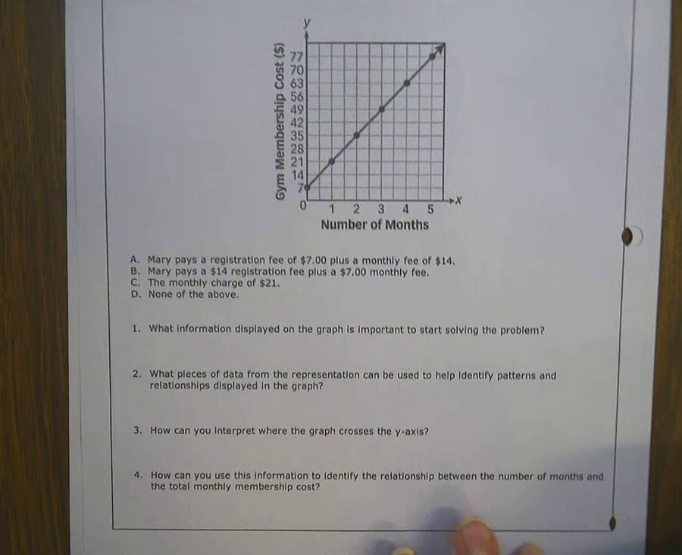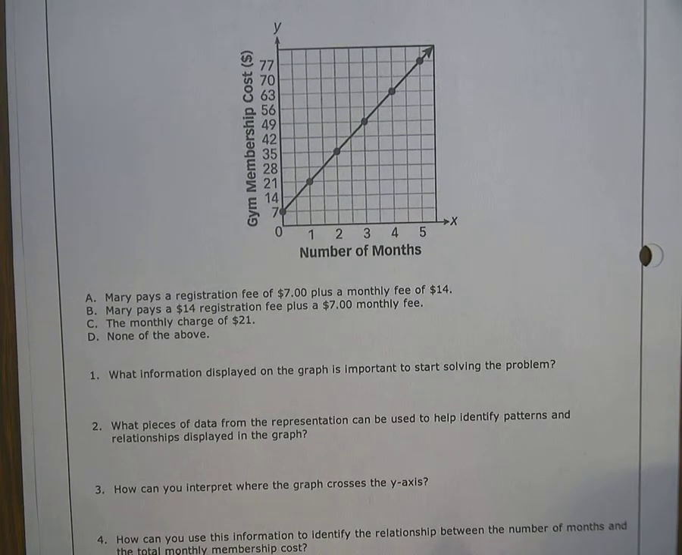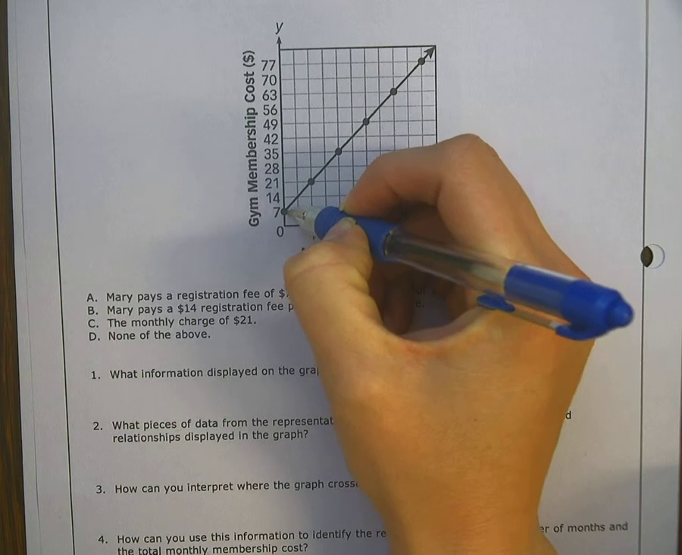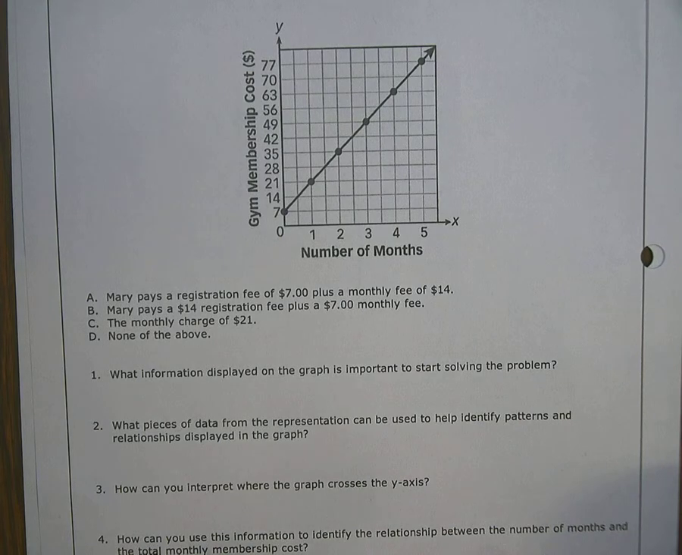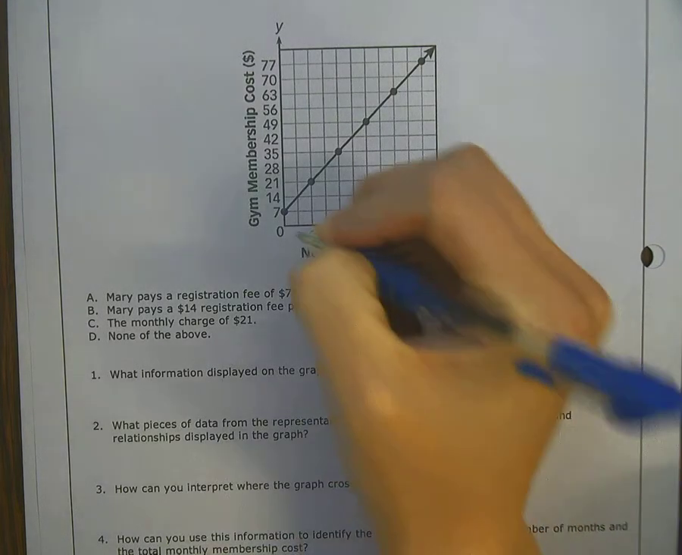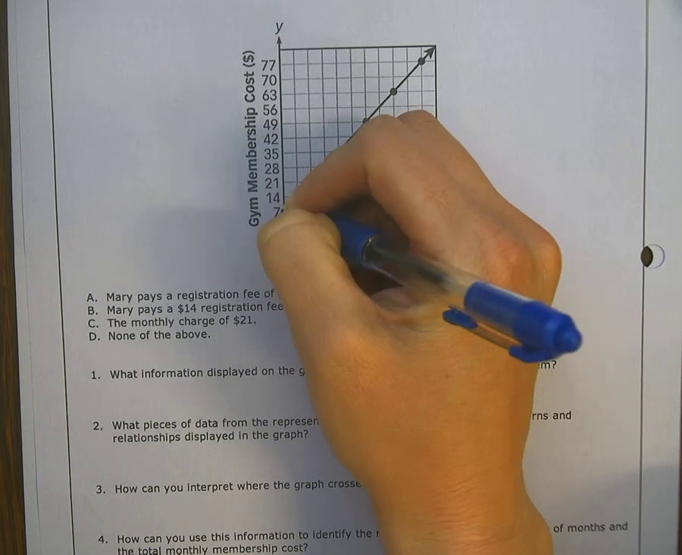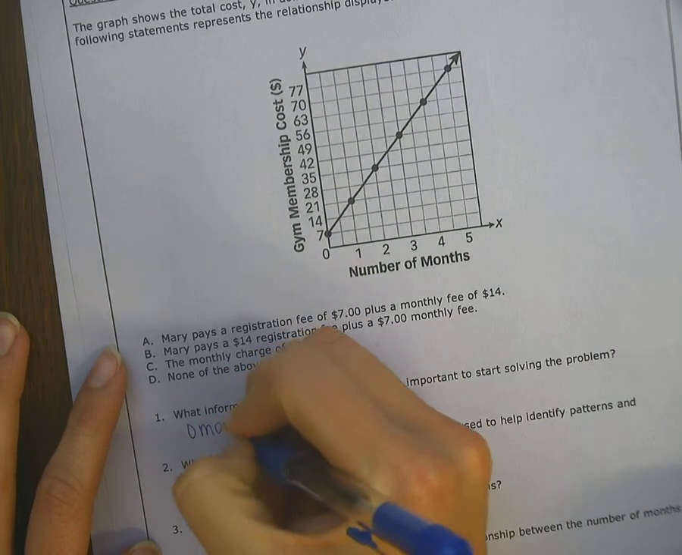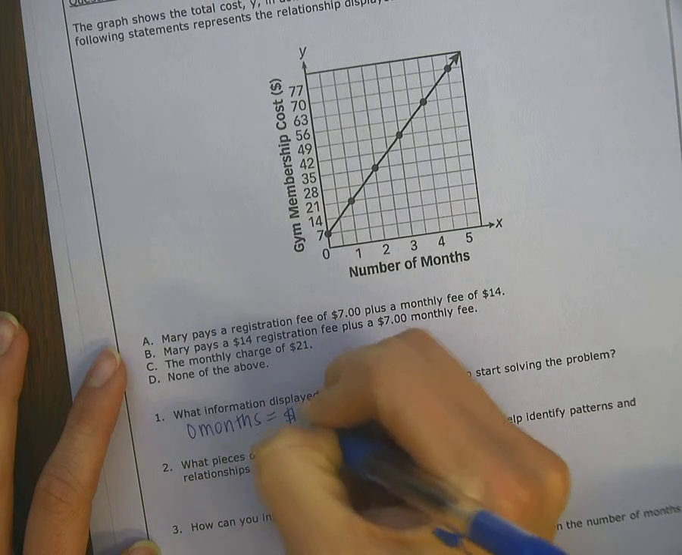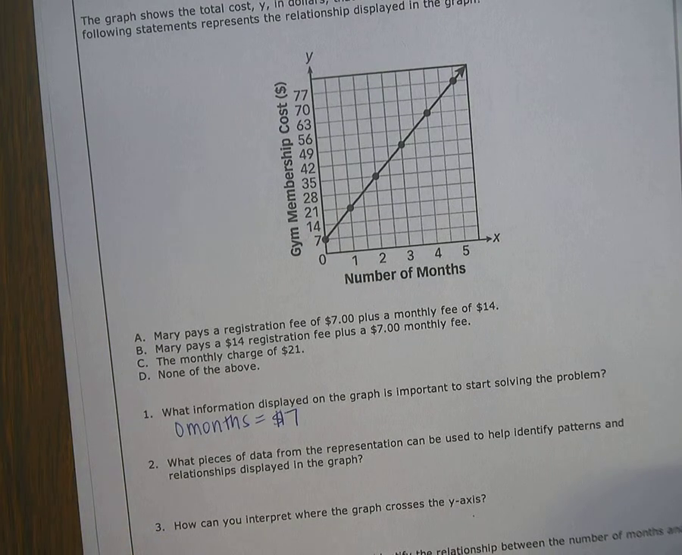So just by looking at the graph, I notice that my line starts right here at 0, 7. So if I think about what that means, that tells me at 0 months, her membership cost $7. So that's something important that I see on the graph. So I'm going to put 0 months equals $7. So that tells me that she must have to pay some type of fee to start her membership. It must be a $7 fee. Okay?